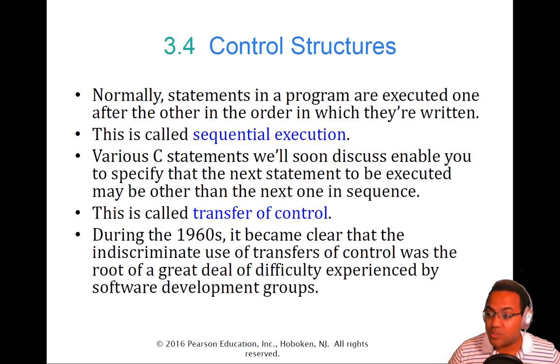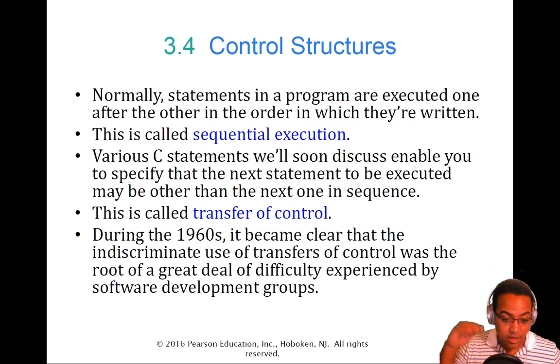Various C statements we'll soon discuss enable you to specify that the next statement to be executed may be other than the next one in the sequence. This is called transfer of control, meaning that at some point I might have called a module or something that's not necessarily directly after the statement that I wrote. There are reasons for that, which we'll get into later. During the 60s, it became clear that the indiscriminate use of transfer of control was the root of a great deal of difficulty experienced by software development groups.